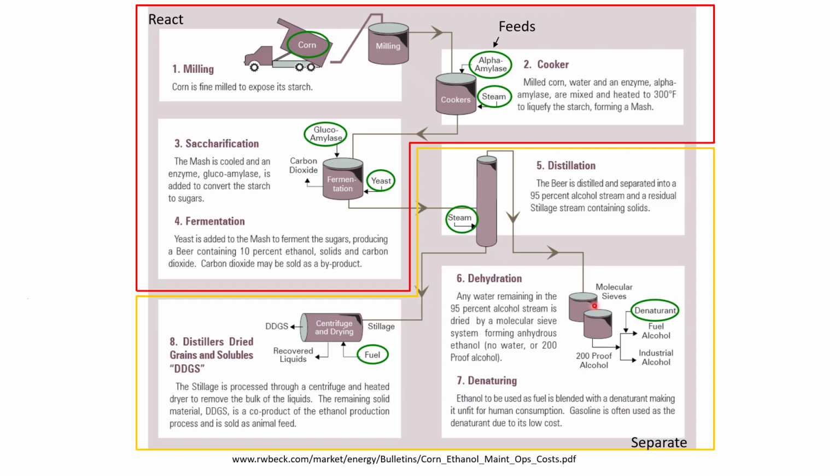In step 6, we have in 6 and 7, an additional feed is the denaturant that is used to make our fuel alcohol, to make it so it's not drinkable. And we look at step 8, we also add fuel here in order to dry the stillage to a point that we can produce a DDGS that's suitable as a feed supplement.